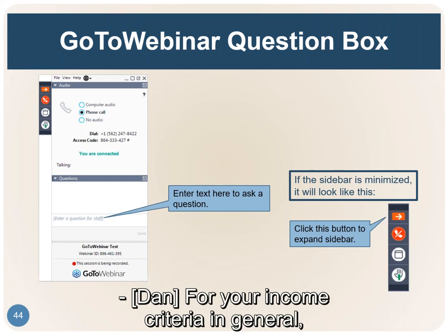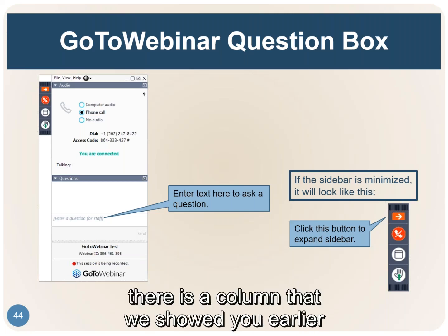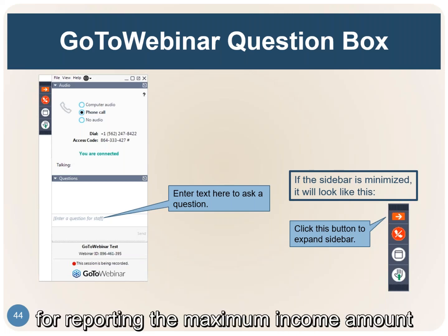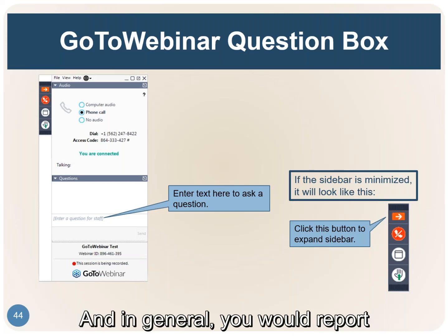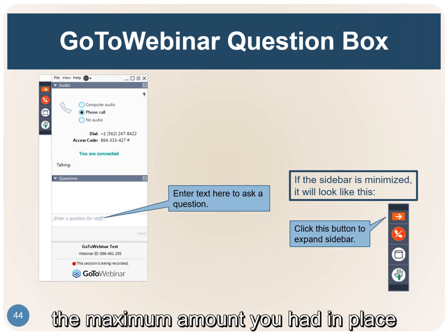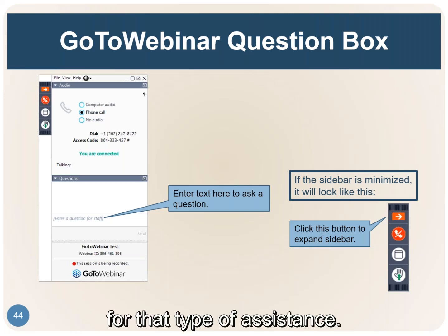For your income criteria, in general, for the grantee survey, there is the column that we showed you earlier for reporting the maximum income amount for a 4-person household. And in general, you would report the maximum amount you had in place at the start of the program year for that type of assistance.